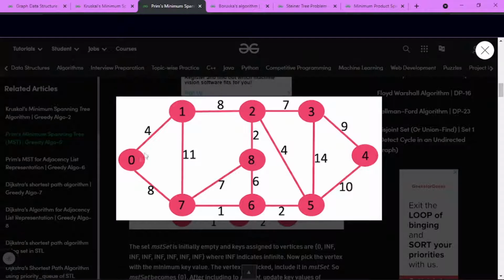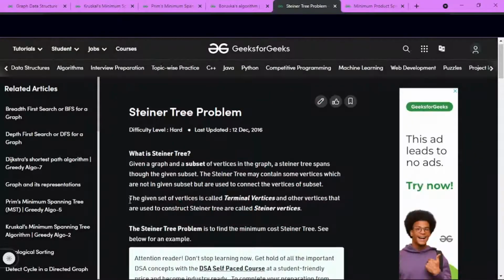So basically, if you have a minimum spanning tree on this particular subset of the graph, then you say that this is a Steiner tree, okay, and the given set of vertices in that subset is called the terminal vertices, and the other vertices that are used to construct the Steiner tree are called Steiner vertices. Okay, so the Steiner tree problem is to find the minimum cost Steiner tree.